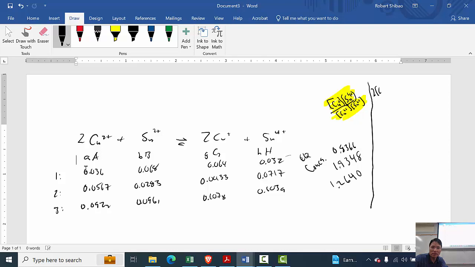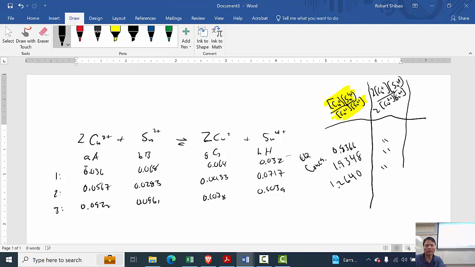2 times the copper plus times the tin 4 plus divided by 2 times the copper 2 plus divided by the tin 2. And so if I multiply the concentrations and double the ones with copper, what is the pattern I get? Well, the 2's cancel, and I end up with the same numbers. And so that doesn't seem to help anything here.